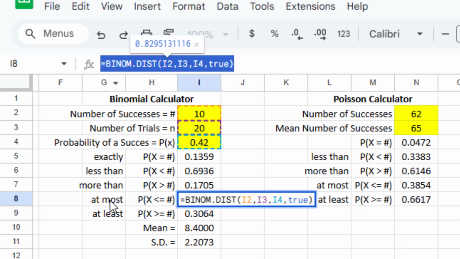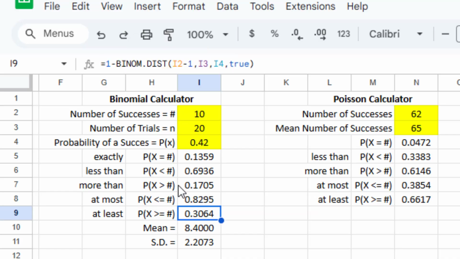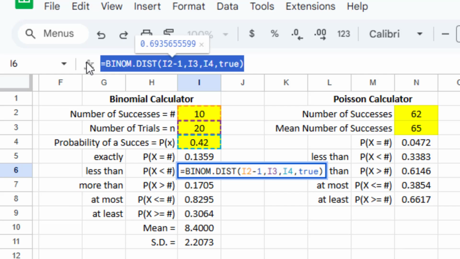We're looking for, at most, would be the English of it, but that means mathematically less than or equal to something. Well, in this case, we don't want less than or equal to, we want strictly less than. So we don't want to include 10, so we have to adjust it and make it I2 minus 1 as our x value. Right? So everything's still the same. We're still using the binomial distribution function. We're still giving it an x, an n, a p, and a true, but in this case we have to adjust the x to whatever the value in yellow is, minus 1.